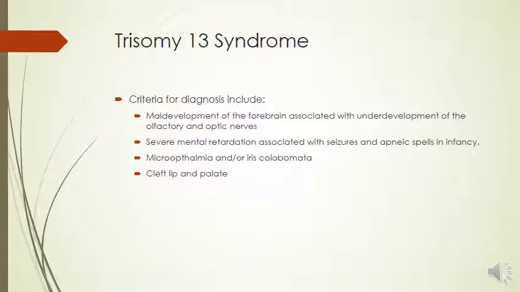The criteria for diagnosis include a maldevelopment of the forebrain associated with an underdevelopment of the olfactory and optic nerves, cranial nerves 1 and 2. There is severe mental retardation, which is associated with seizures and apneic spells in infancy. Microphthalmia and/or iris colobomata can occur, and sometimes babies are born that do not have any eyes at all. Or in some cases, they may just have the fusion of their nose and their eye and have only one structure in the middle of their face.